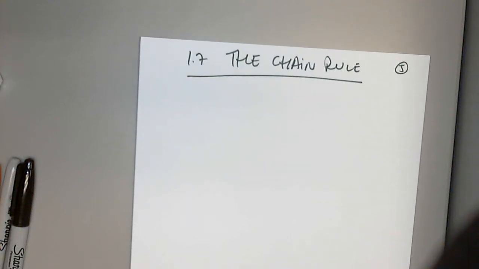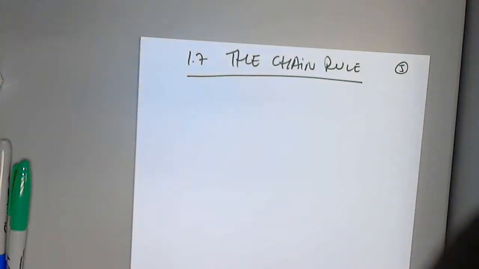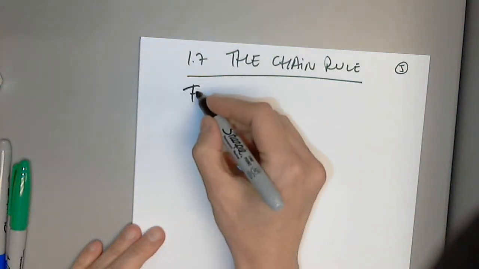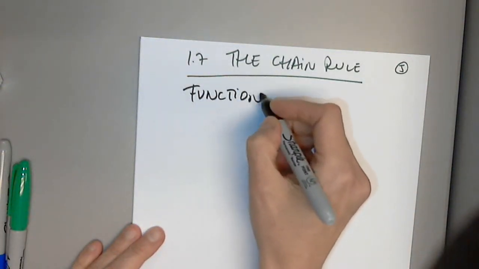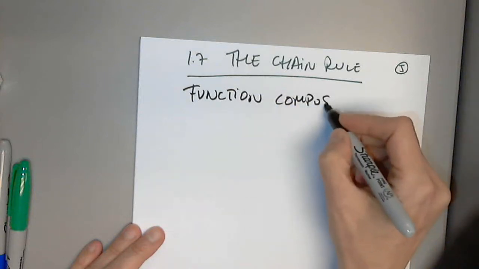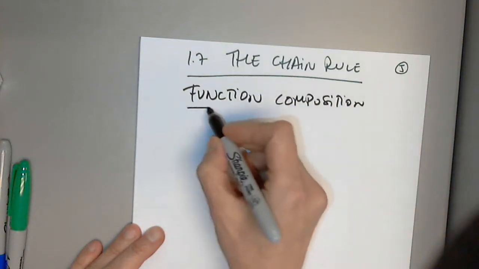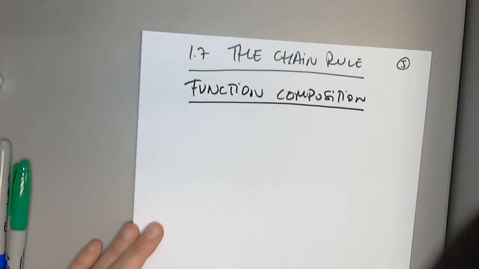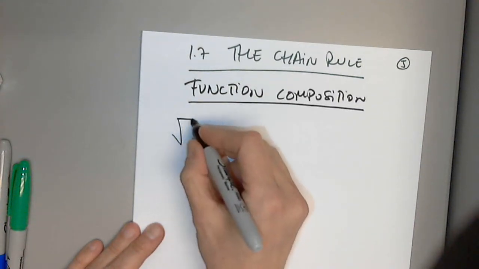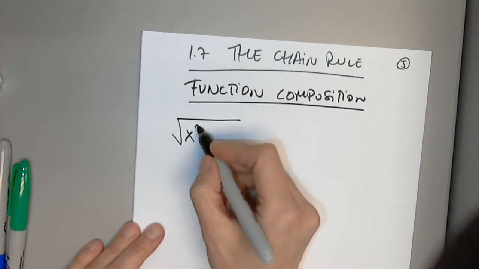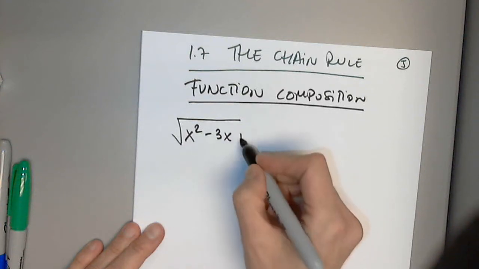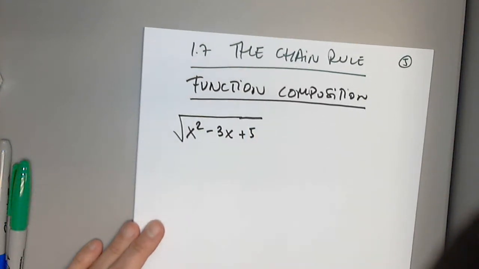So this mainly deals with function composition. Not only. But let's talk about function composition for a moment. Let's say we have a function, the square root of x squared minus 3x plus 5.